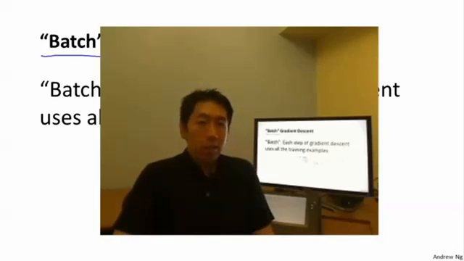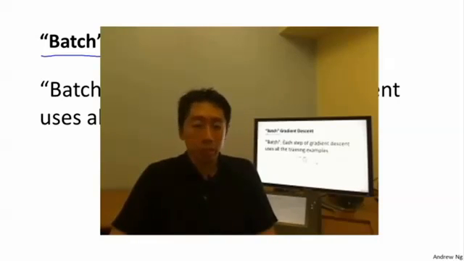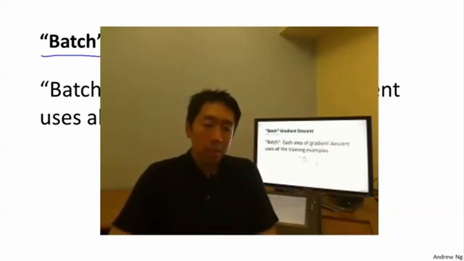If you've seen advanced linear algebra before, so some of you may have taken a class in advanced linear algebra, you might know that there exists a solution for numerically solving for the minimum of the cost function J without needing to use an iterative algorithm like gradient descent. Later in this course, we'll talk about that method as well. That other method is called the normal equations method, but in case you've heard of it, gradient descent will scale better to larger data sets than the normal equation method.